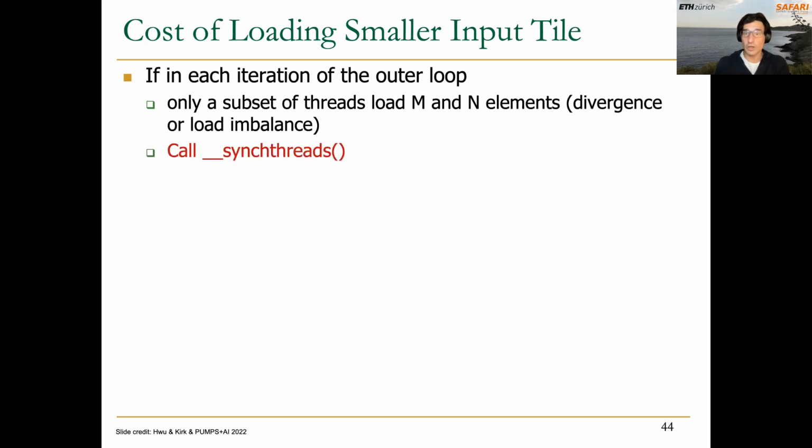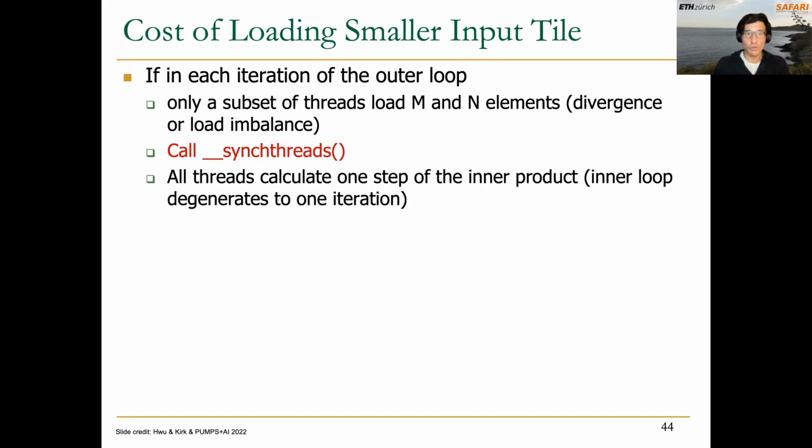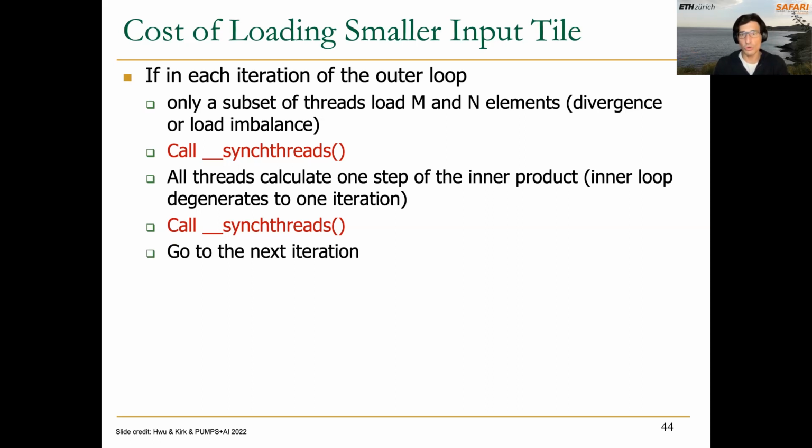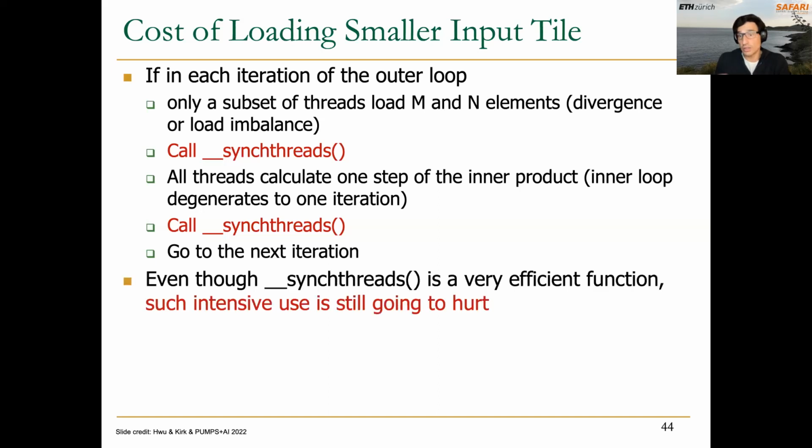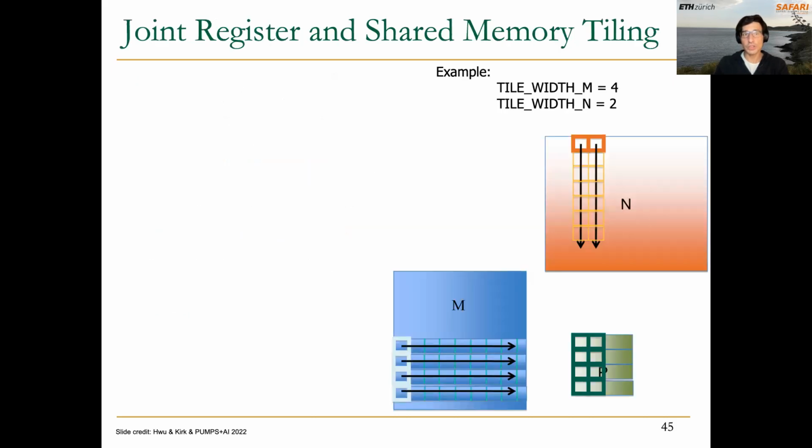And after performing these loads, we have to call syncthreads. Then all threads calculate one step of the inner product, the inner loop that corresponds to one iteration in this case. And we call syncthreads again before we load the next set of elements from M and N, where we go to the next iteration. And even though syncthreads is pretty efficient on these GPUs, its intensive use is still going to hurt the performance. So that's why it makes more sense to use this joint register and shared memory tiling.